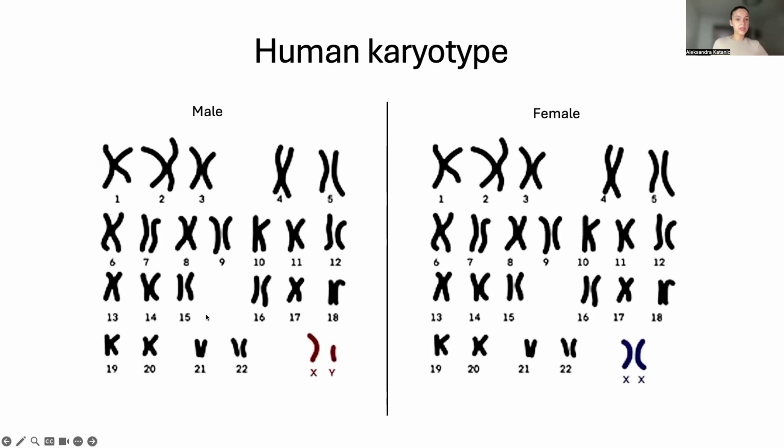The human karyotype looks different depending on whether you're a male or female. It consists of 23 sets of chromosomes.